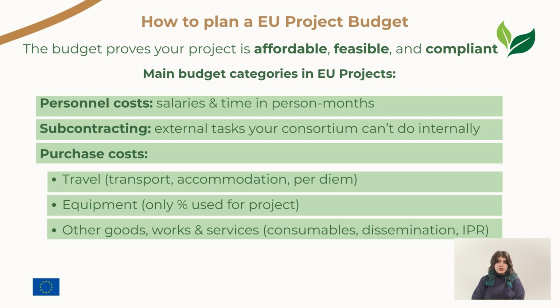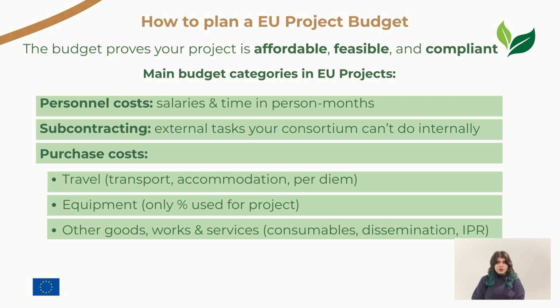In EU projects, personnel time is measured in person months. But what does that mean? A person month represents one person working full-time for 1 month on the project. So, for example, if a researcher works full-time for 3 months on the project, that equals 3 person months. If someone works half-time for 6 months, that's also 3 person months. This way of calculating effort helps evaluators understand how much time each partner plans to dedicate and whether your resources are sufficient for the tasks you've proposed.